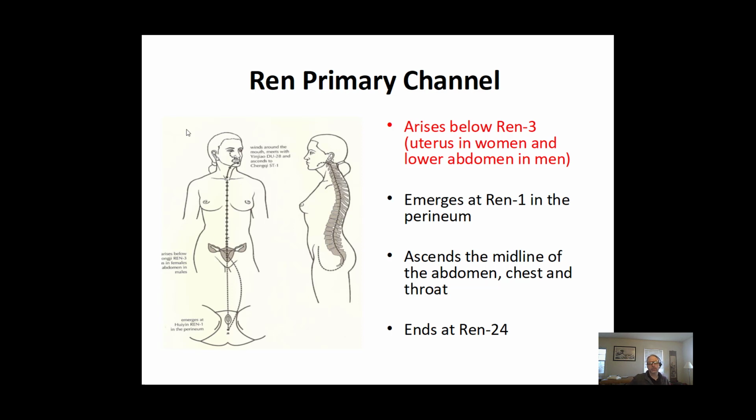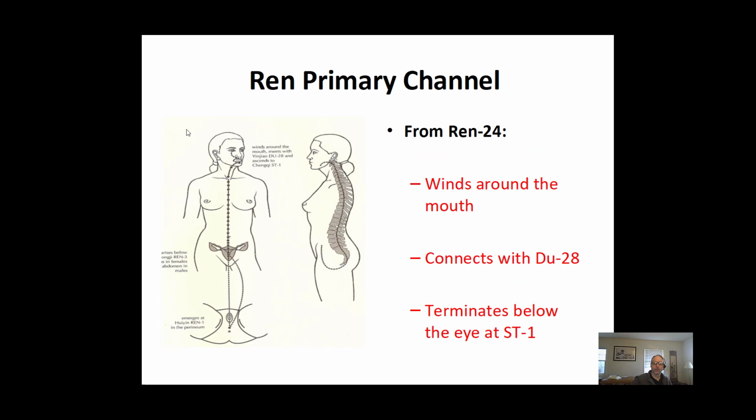So the first one is the Ren primary channel arises below Ren 3, comma, uterus in women and lower abdomen in men. Emerges at Ren 1 in the perineum. Ascends to the midline of the abdomen, chest, and throat. Ends at Ren 24. From Ren 24, it winds around the mouth, connects with Du 28, and terminates below the eye at stomach 1.